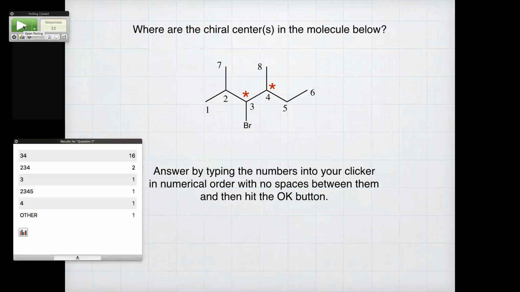Yeah, I forgot about that thing. So look at all the possibilities that y'all picked. Okay. How did I get other? No idea. Okay, so let's look at carbon 2 up here.